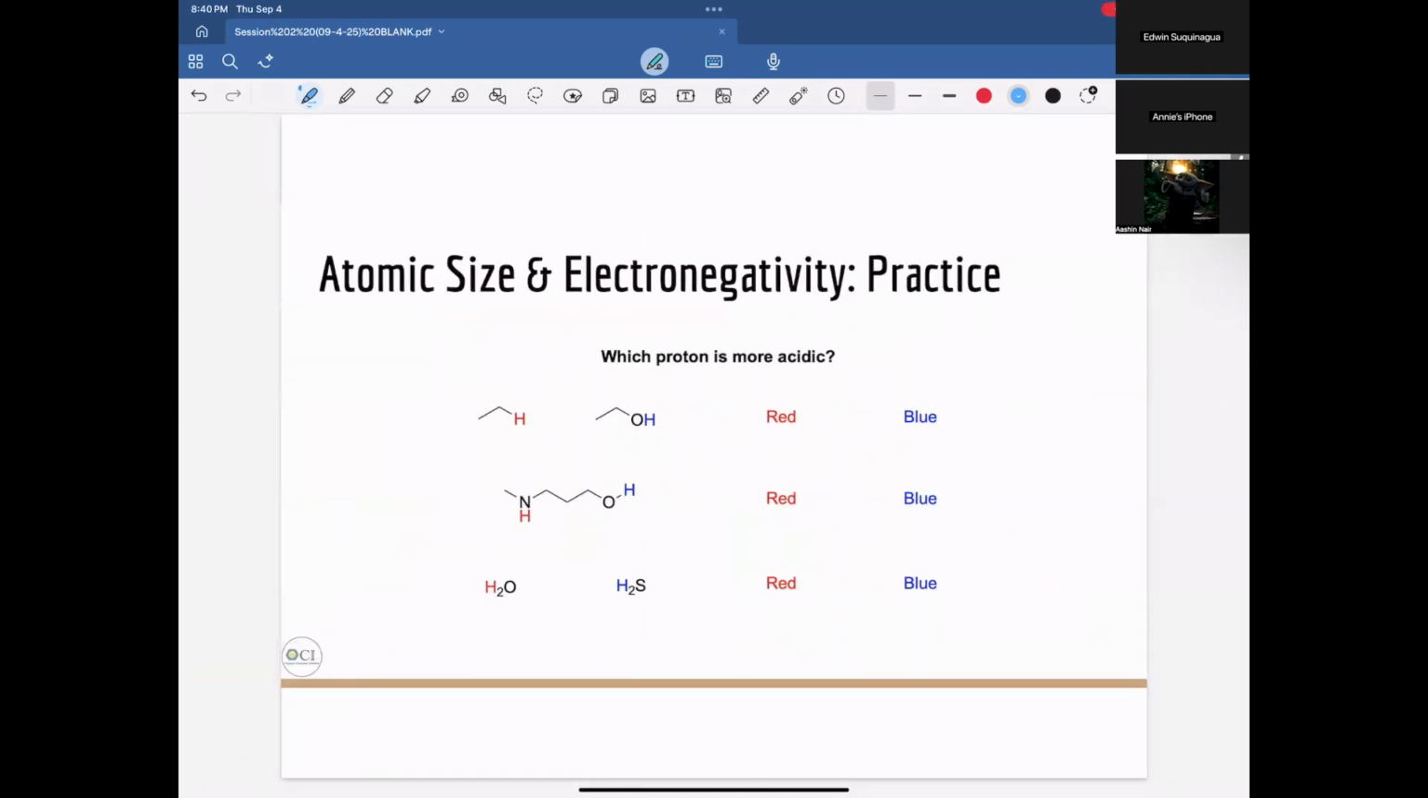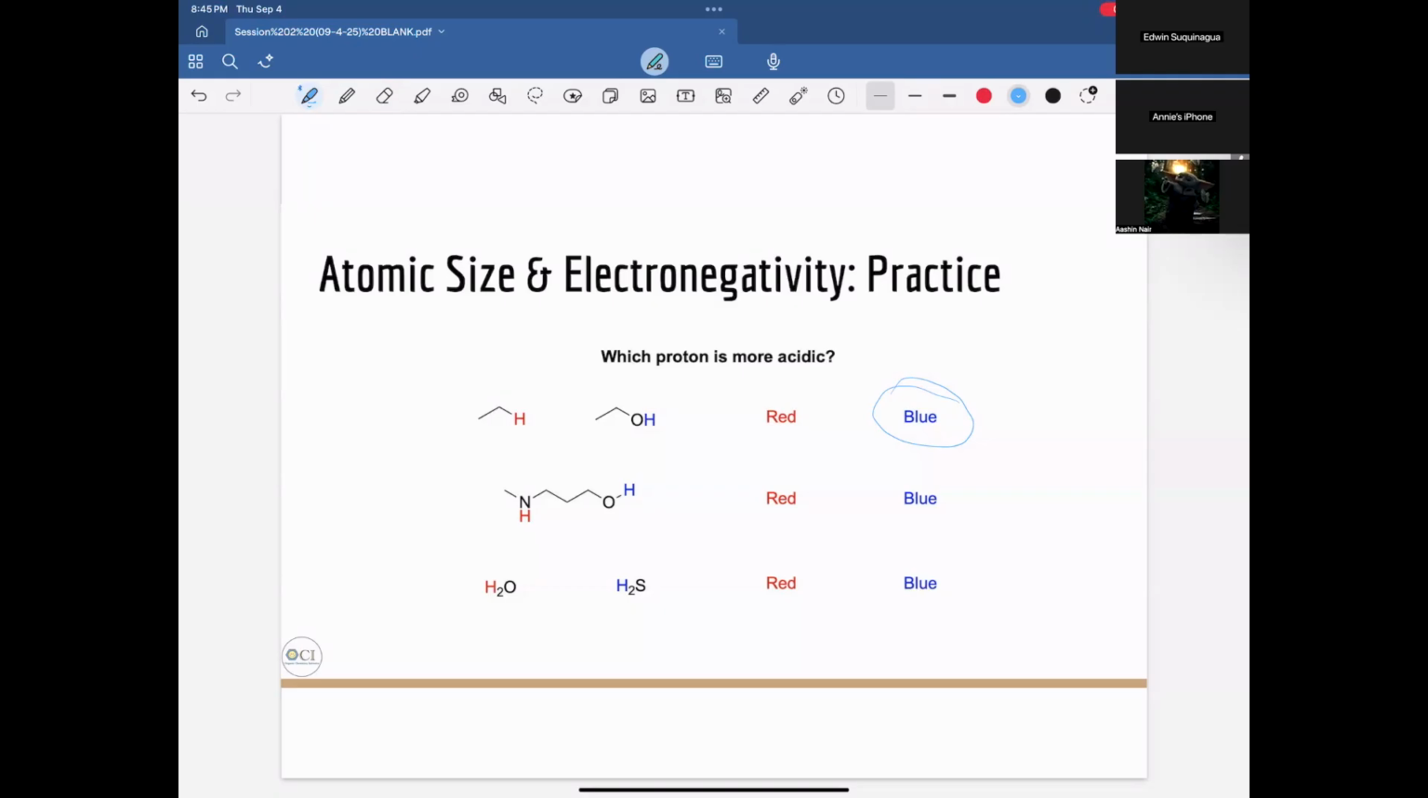So here we're going to get into some practice. For these ones, just circle which side you guys think is going to be more acidic. So on the first one, what are we thinking? Is the red side or the blue side more acidic? Blue side, correct. What's our reasoning for that one? Exactly. We want our more electronegative atom to be getting that charge when we're losing our proton. So that would be right.